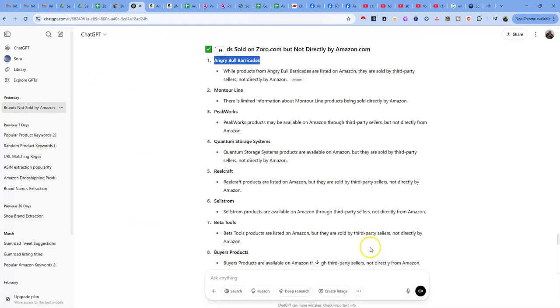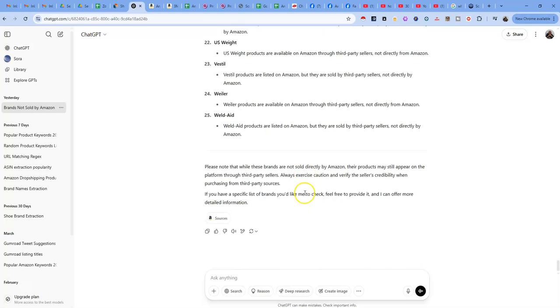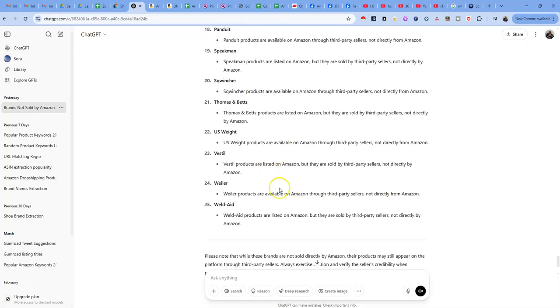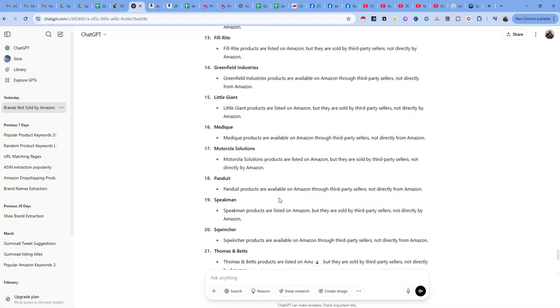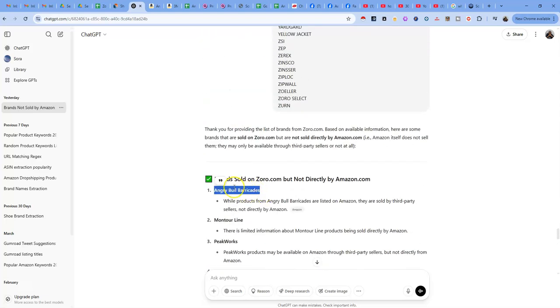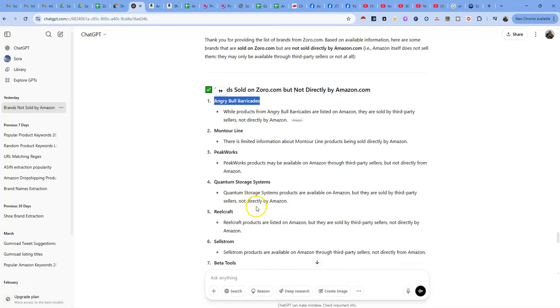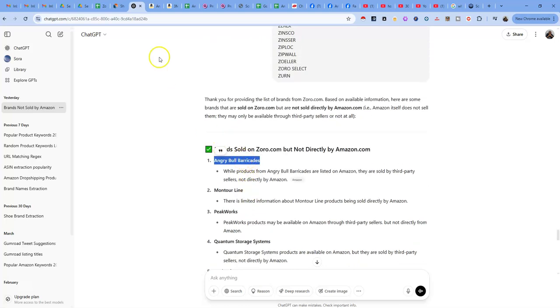ChatGPT can go through it and reduce that list to 25 brands not sold by Amazon. And it took about 2 minutes, maybe a minute and a half, for these results to pop up. So that's just amazing to me, compared to how I've had to do this in the past.